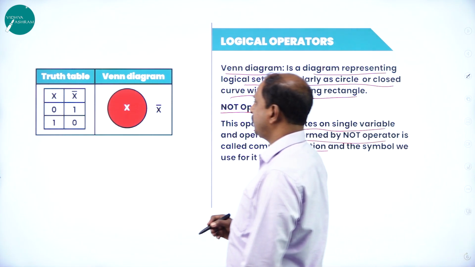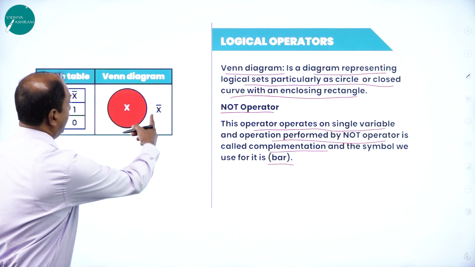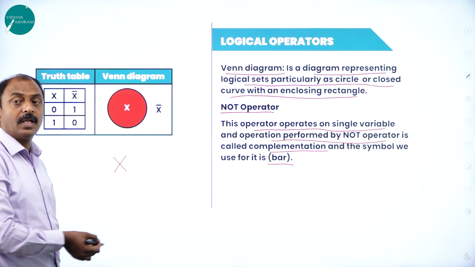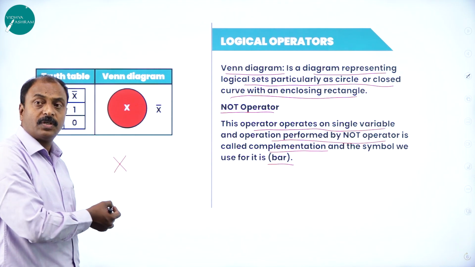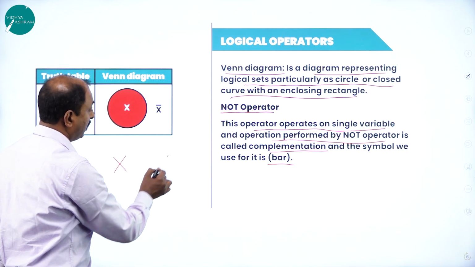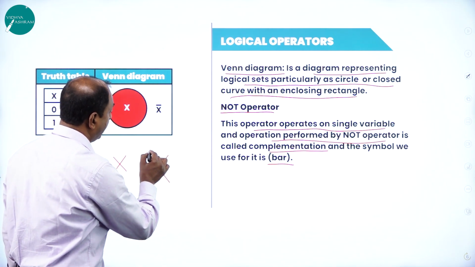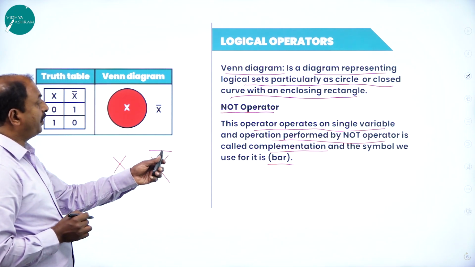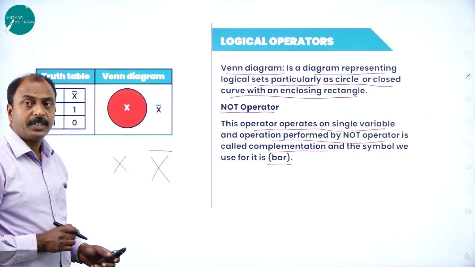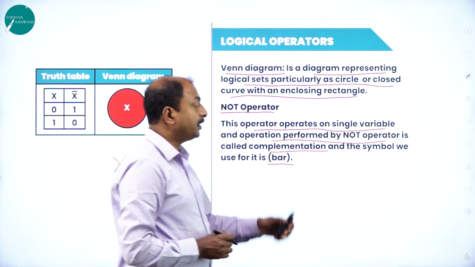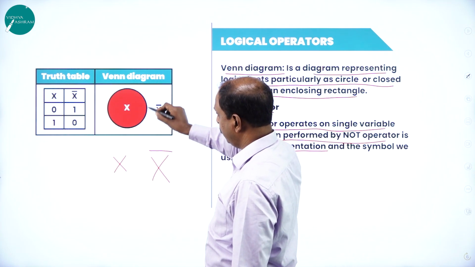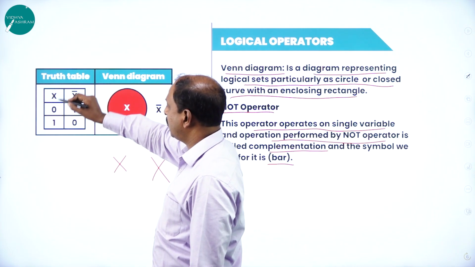Suppose the variable is x. This is one logical variable which holds the value either 0 or 1. And x NOT, or x bar, is written as x with a bar on top. This is how we represent the NOT operator and the NOT operation. We represent this operation through a Venn diagram like this, and this is the truth table.